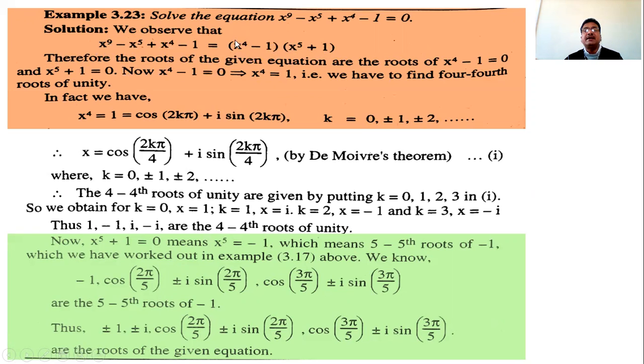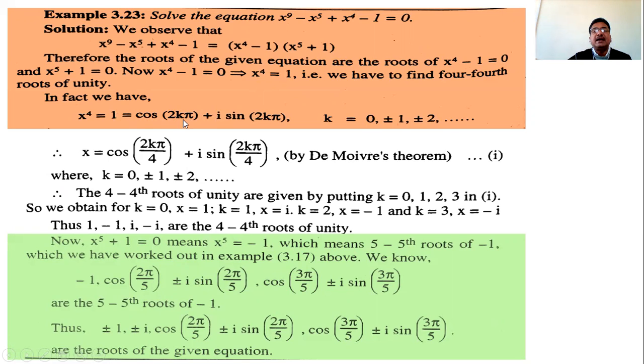Then consider separately x raised to 4 minus 1 is equal to 0, and then x raised to 5 plus 1 is equal to 0. If x raised to 4 minus 1 is equal to 0, it means x raised to 4 is equal to 1. X raised to 4 is equal to 1 means x is 1 raised to 1 by 4. That is, we have to find the 4 fourth roots of 1.